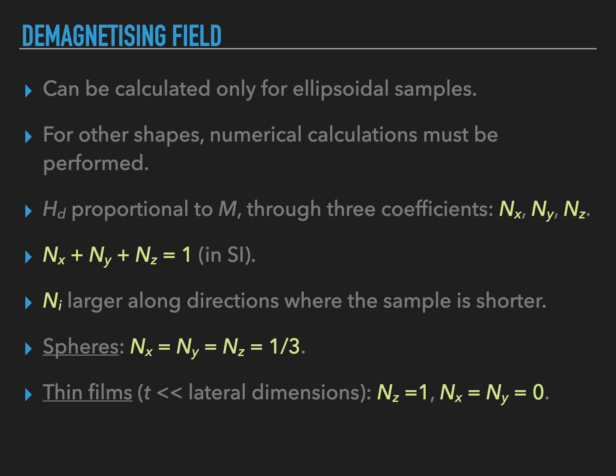Clearly, in the case of a sphere that is isotropic along the three directions, the three coefficients have the same value, which is 1/3. Another interesting case is that of thin films, where typically the thickness is much smaller than the lateral dimensions. So if we say that the z direction is the one perpendicular to the surface, so the one along the thickness, we can assume that the coefficient along z is practically equal to 1, whereas the other two coefficients are practically equal to 0.